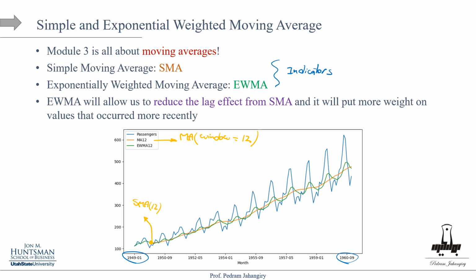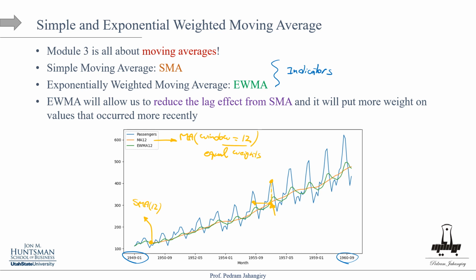This means that at any point, for example, if I'm here, it's going to look at the past 12 observations and take the average. This value here is going to be the average number, right? All right, so this is simple moving average, which is going to give equal weights to all the 12 observations.